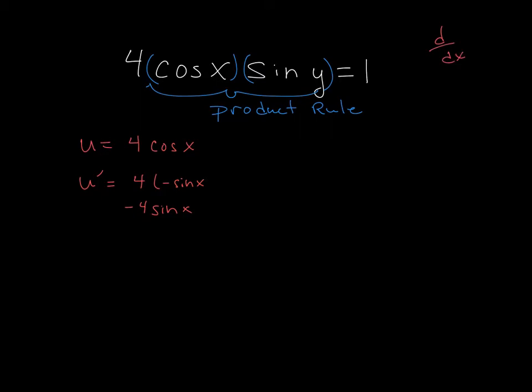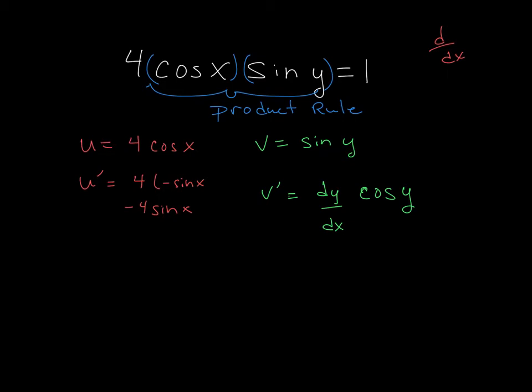Now, looking at v, if v is equal to the sine of y, then for the derivative of v, I need to add in that this is dy/dx. The derivative of the sine is the cosine of y. Now, I could also have left the 4 on the outside of all of this. I just happened to choose to put it here.